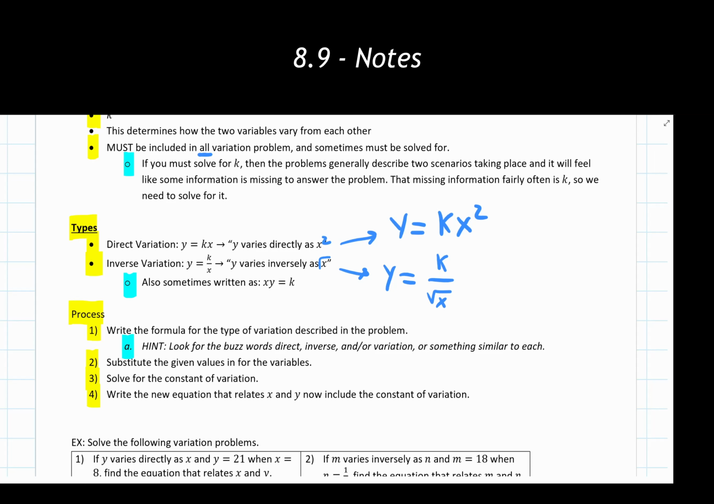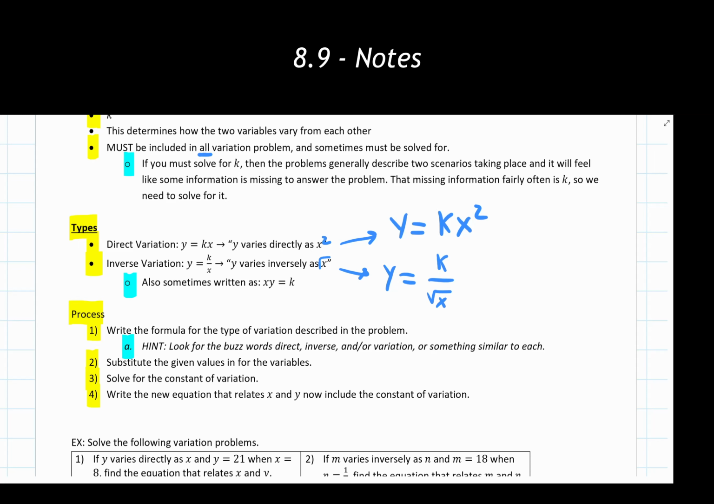All we're looking to do with this first step is establish, am I working with direct variation or am I working with inverse variation? That's all I'm looking for. My recommendation is look for the different buzzwords that could go along with that: direct, inverse, variation, direct variation, something varies inversely. All these buzzwords will give away which of these two types that we're going to be working with, but you do need that at the very beginning of the problem.